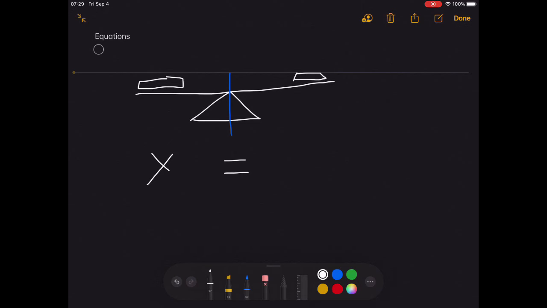So in an equation, in algebra, we might use a variable like x. A variable is just a letter that represents an unknown number. We don't know what number that is. And so on the left side, we'll see x, and then we have an equal sign. And over on the right side, we might have some math operations like 2 plus 4.